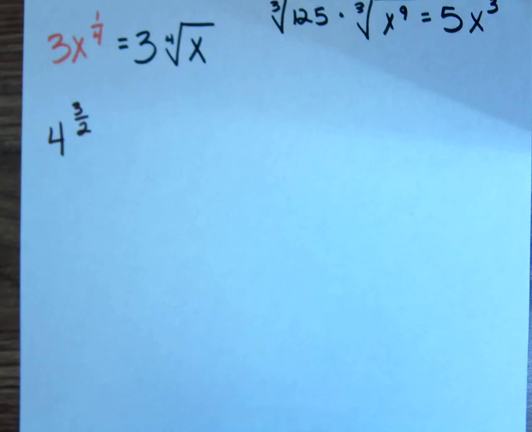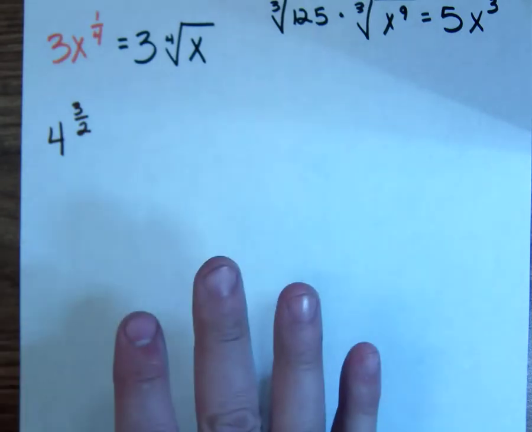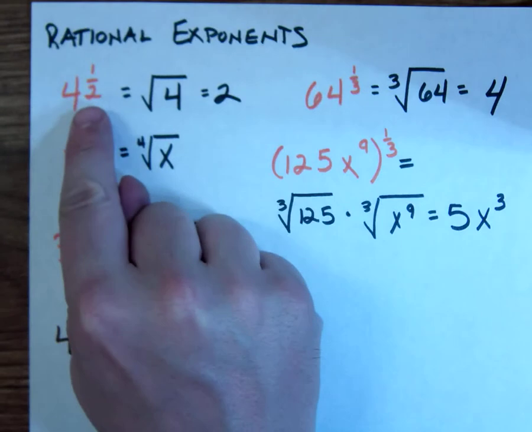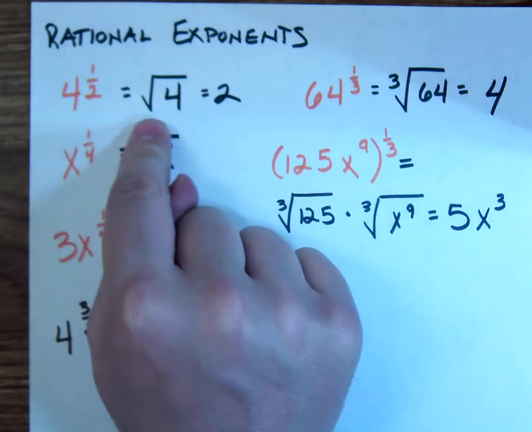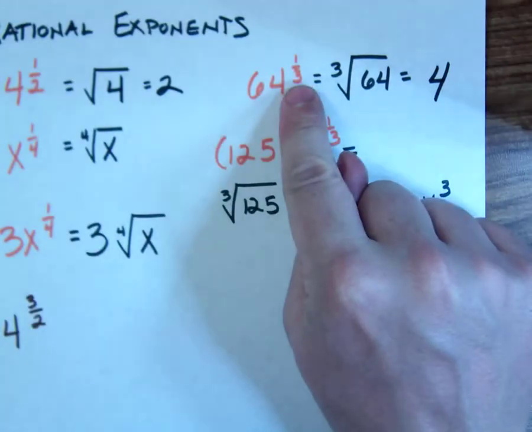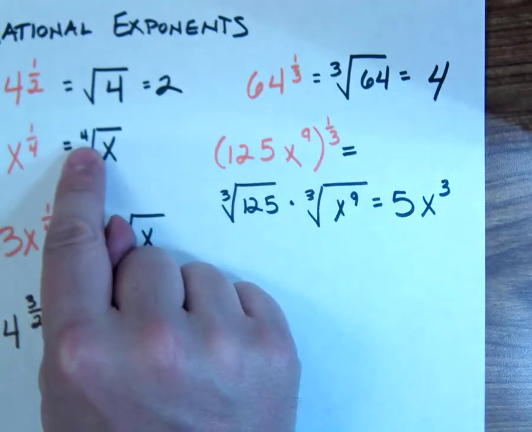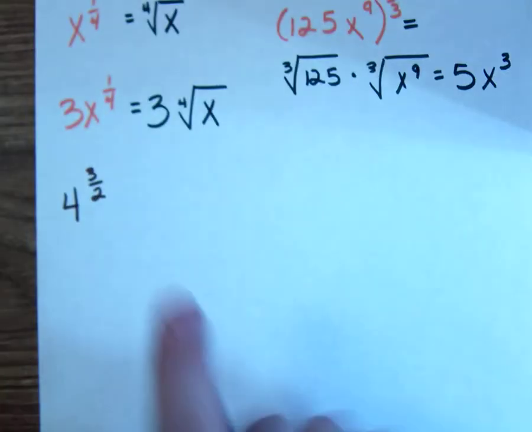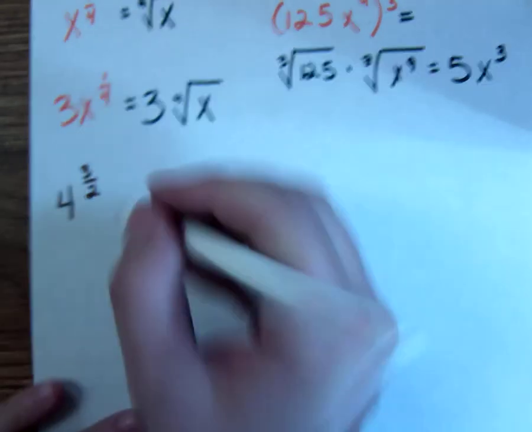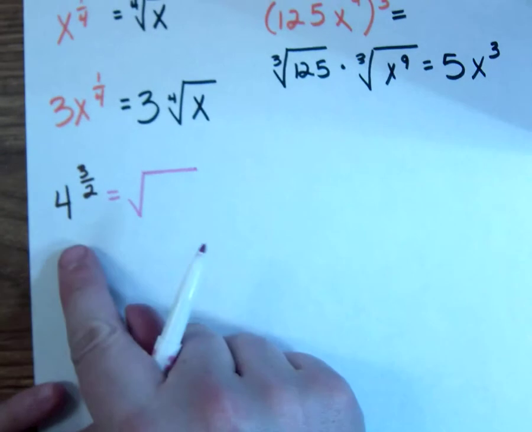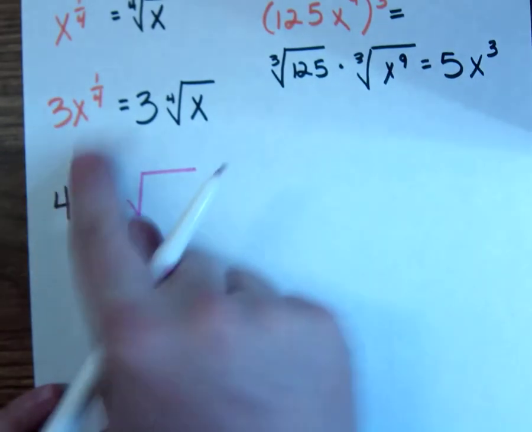Do that thing where you multiply. So, these problems that we just did, the root that we used was the denominator every time. Square root. This was a cubed root. This was a 4th root. The denominator told us what the root was going to be. So here the denominator is 2. This is going to be a square root. What's it going to be the square root of? 4 to the 3rd power.